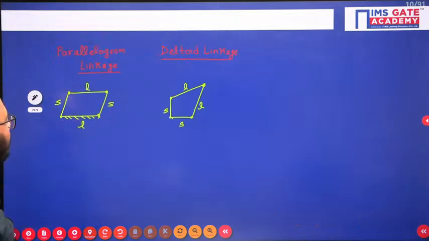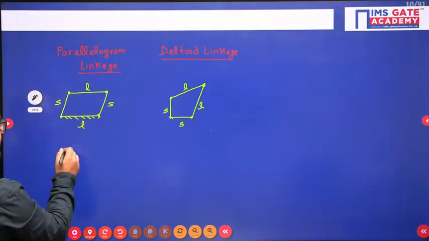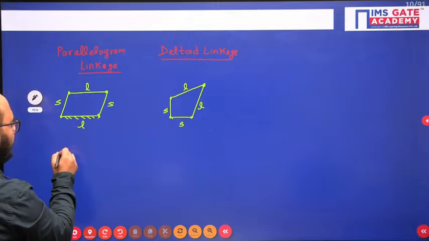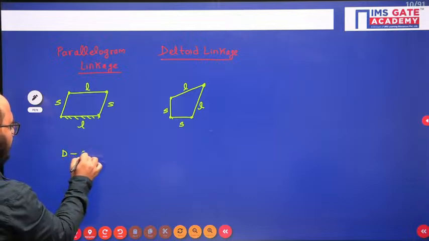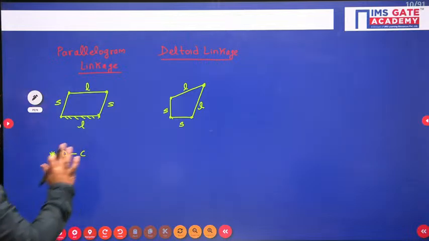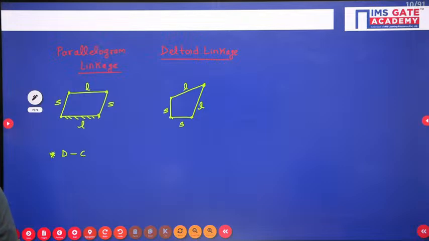Now in this parallelogram linkage, no matter which link is fixed, you will always get a double crank mechanism. This is the very basic point that everyone should remember here. I hope this point is clear to everyone. Yes or no?